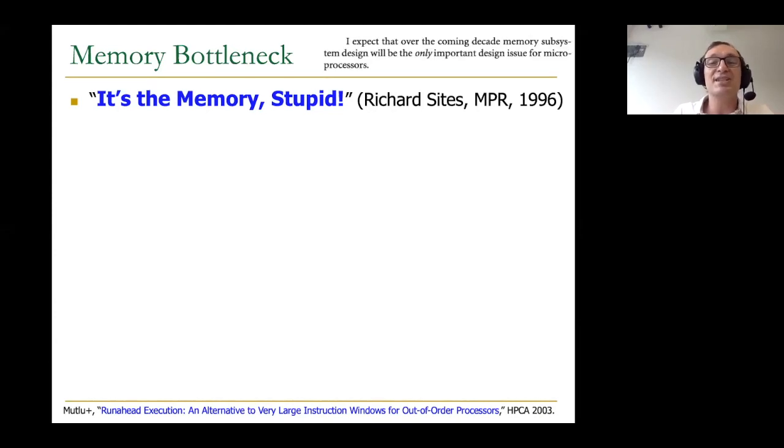Okay, and he finishes this article by saying, I expect that over the coming decade, memory subsystem design will be the only, and this is his emphasis, I didn't change anything over here except copying and pasting from the article, only important design issue for microprocessors. And I mean, he was very aggressive. He said only, right? I don't believe it's only, but I'm very close to believing that it's only. That's why we're talking about memory right now. And this is coming from a chief architect that designed many, many processors, including the fastest alpha processor of its time. This was a processor that was competing with Intel.